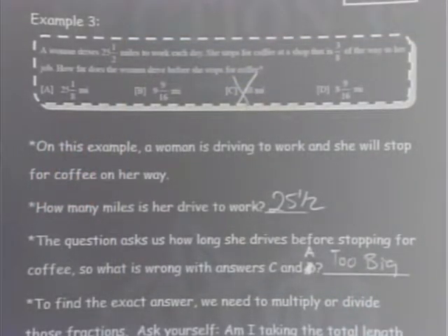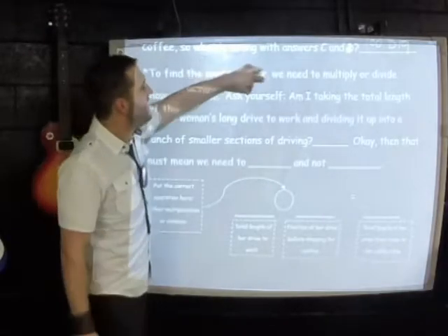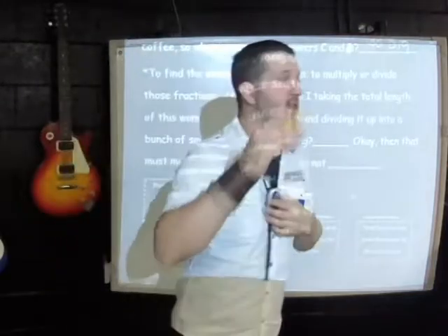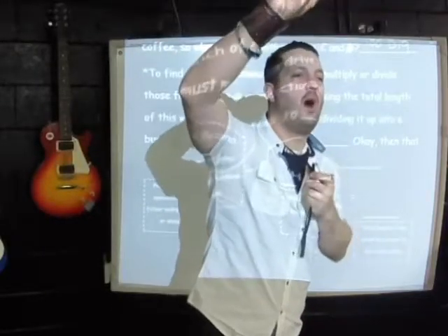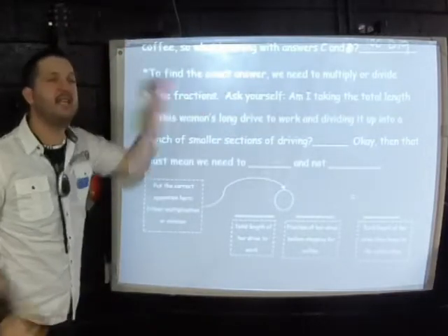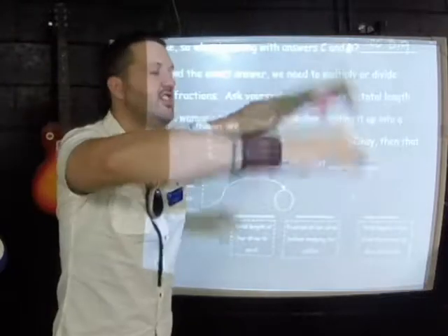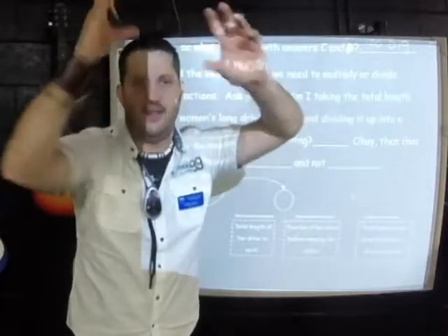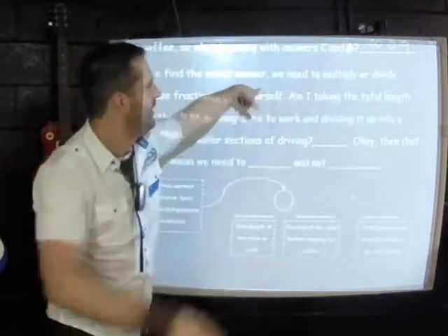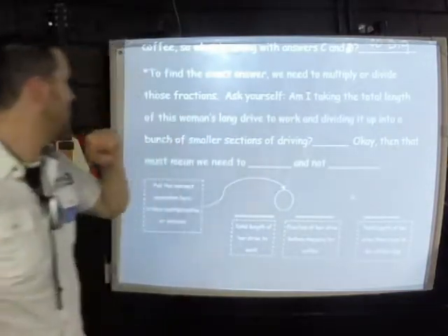All right, to find this exact answer, we need to multiply or divide those fractions. Ask yourself the big question, and Jacob said it a second ago, but I want to know why. Do we multiply or divide here? Am I taking the total length of this woman's trip and dividing it into equal sections? She's going to stop for coffee like every third mile or something like that. Am I dividing the total length for this woman's drive into smaller sections?